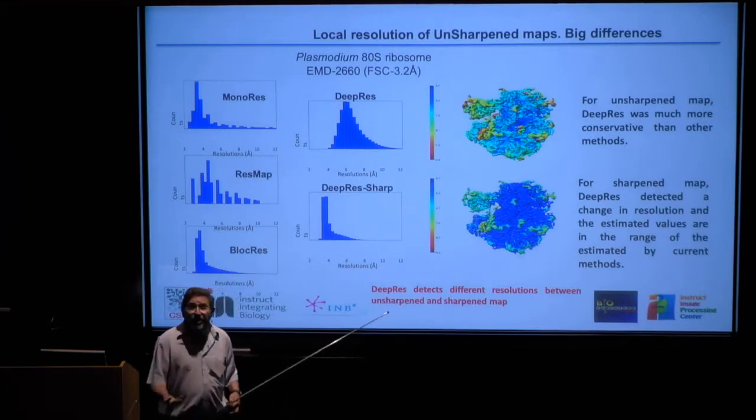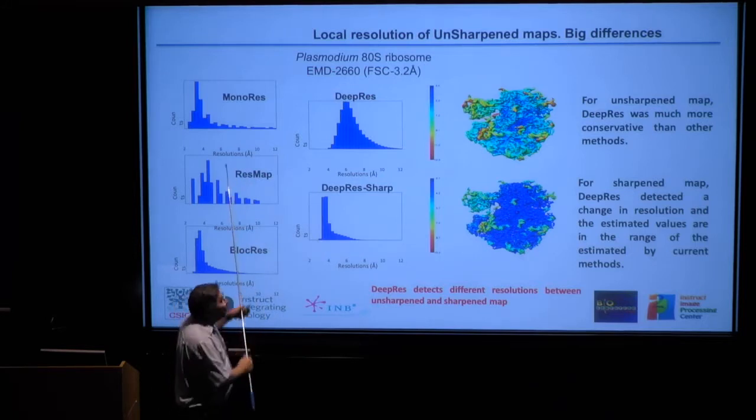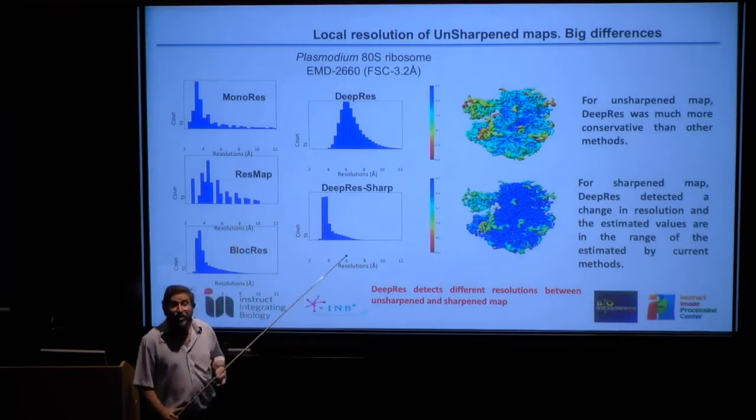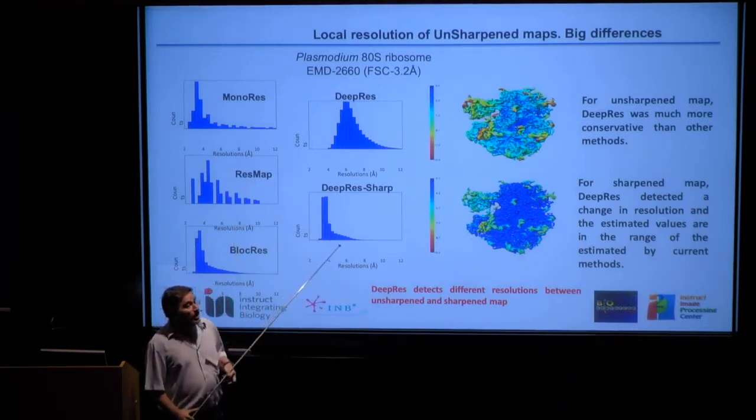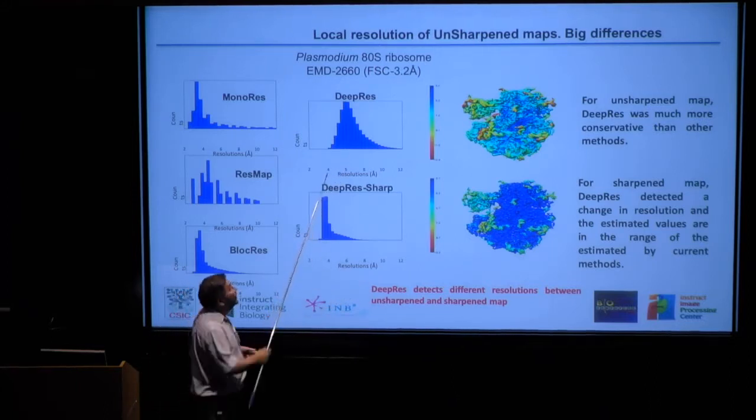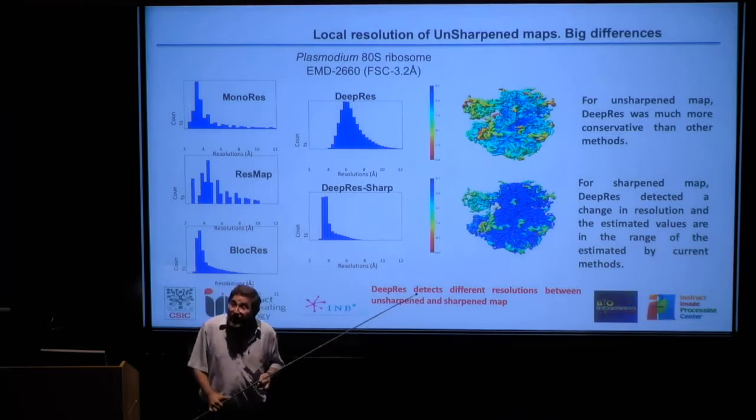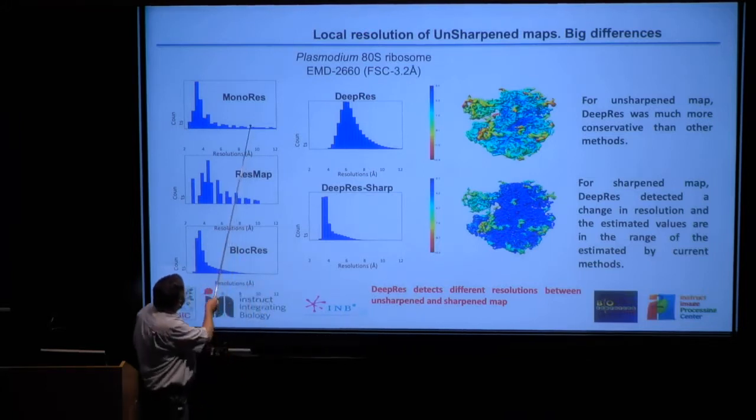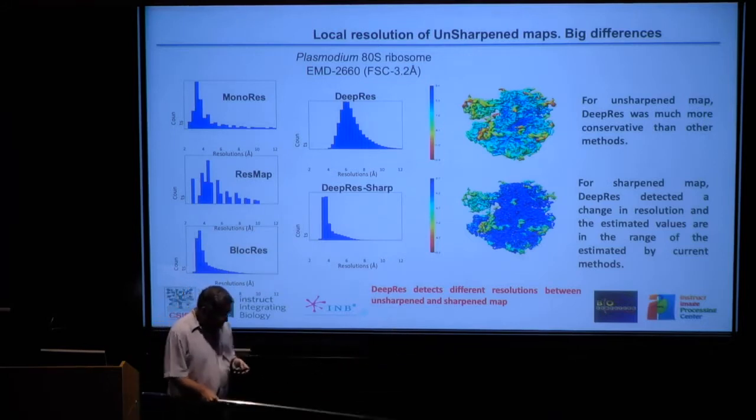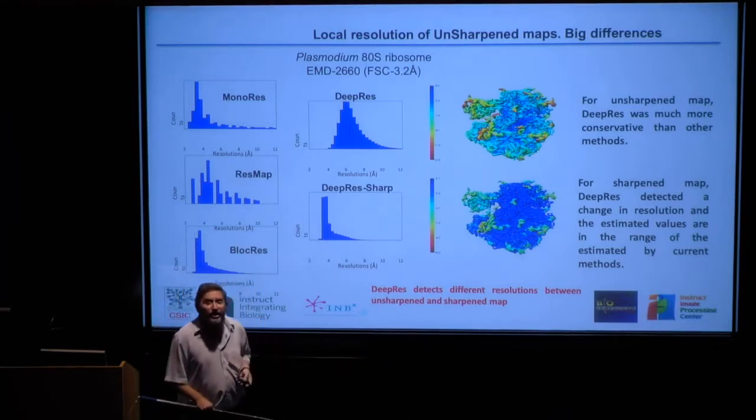If I have a sharper map, I have a higher value of DeepRes. If I have an unsharpened map, I have a lower value of DeepRes. So I don't have the problem of having the same measurement while seeing different things in the map.